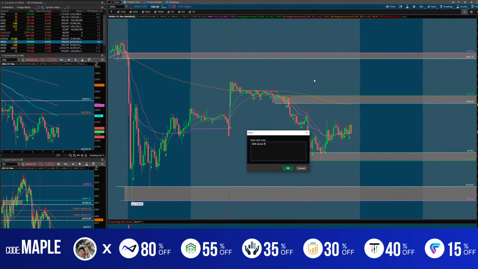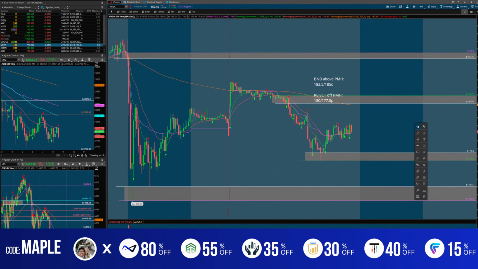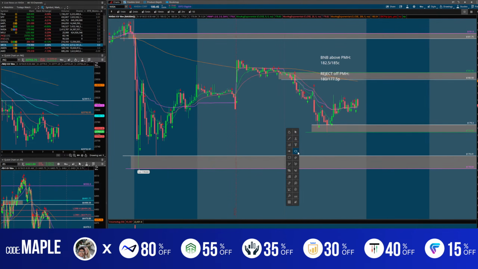Okay, let's say breaking base above the pre-market high. Let's watch the 182.5, 185 calls. Reject off of the pre-market high, 180, 177.5 puts. Now, main area I'm going to focus on is the previous day low demand. Breaking base below the previous day low, let's watch the 177.5, 175 puts. Bounce off the previous day low, 180, 182.5 calls, okay?